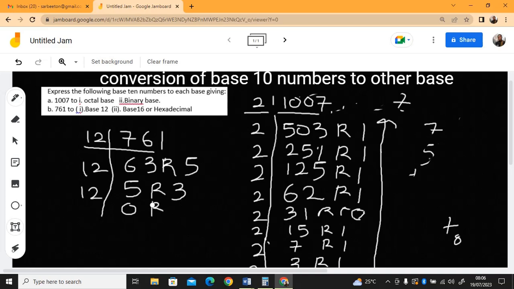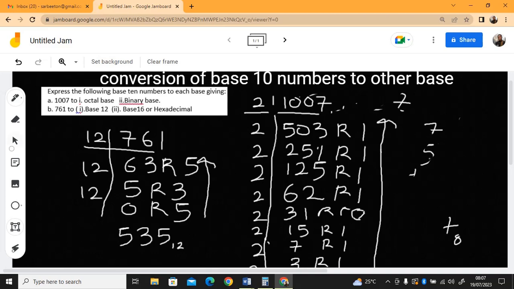Any number that is here, you are going to bring it to this edge here. So our remainders move up. It's going to be 5, 3, 5 from the bottom. So 535 in base 12. That is it. Very simple.